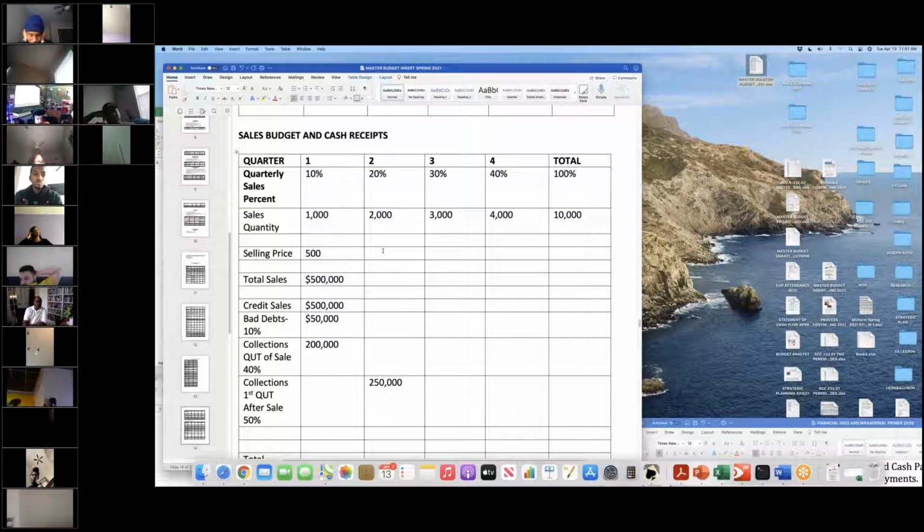All right, let's do one more, Tyler. We go to the second quarter. And so selling price is still 500. So what's our total sales going to be now? $1 million. And they're all credit sales, because if they're not all credit sales, that would impact our unit costs and our quantities. So 10% of these people are not going to pay.